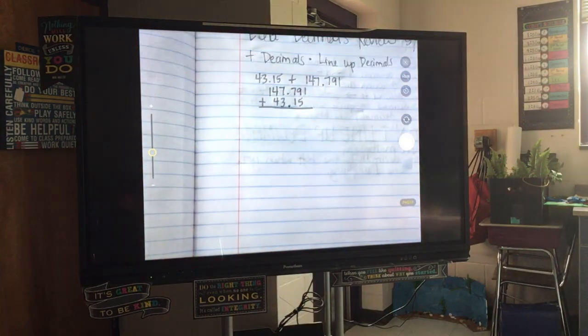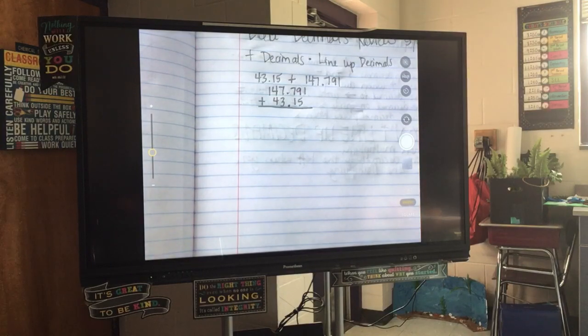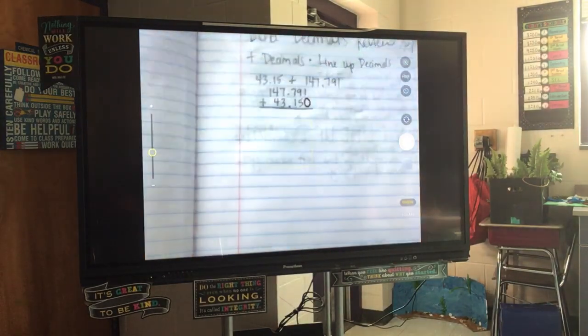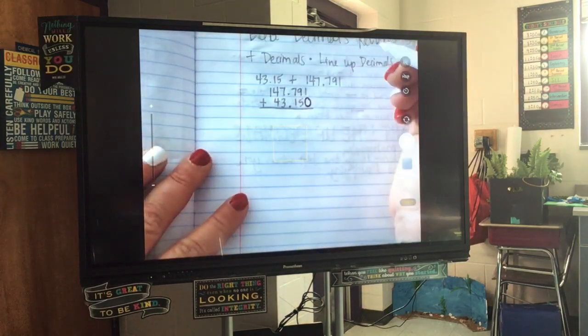What should I put, but I don't necessarily have to put, under that one? Elizabeth? Under the one. A zero. What do we call that? Isabella? Placeholder. You do not have to do that. Adding is one of those things where you don't need them nearly as much as you need them in subtracting. Alright, and then we do what from here?